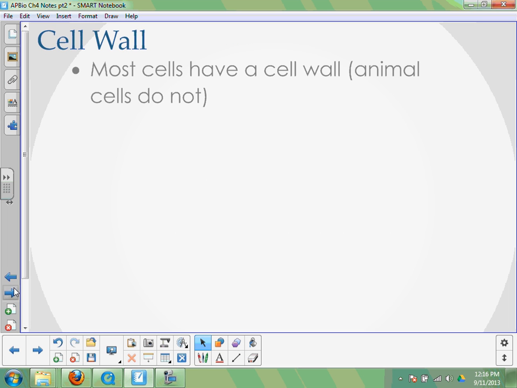Cell walls. As we said before, cell walls are actually typical of cells. Most cells have cell walls. There are some protists that don't. There are a few unusual cells here and there that don't, but no animal cells have cell walls.